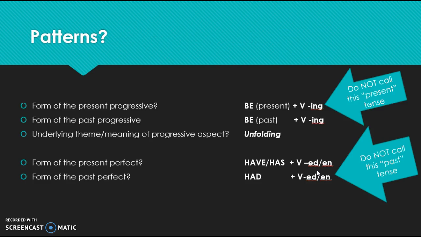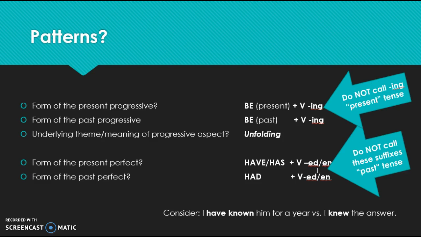Okay, and as we said, we're not really going to call the ing a marker of present tense, and we're not going to call the ed or en ending past tense, because when there's aspect, the tense is marked on the auxiliary. And you can see with this example, I have known him for a year versus I knew him. So knew is in simple past, so the en or the ed ending is not really a past tense marker. Okay, that is the talk about aspect part 1. Wait for aspect part 2 where we talk about perfect.